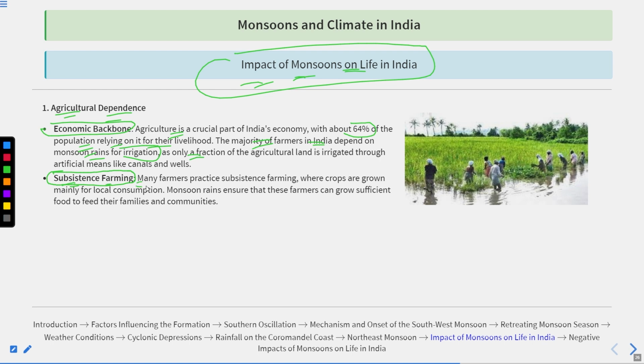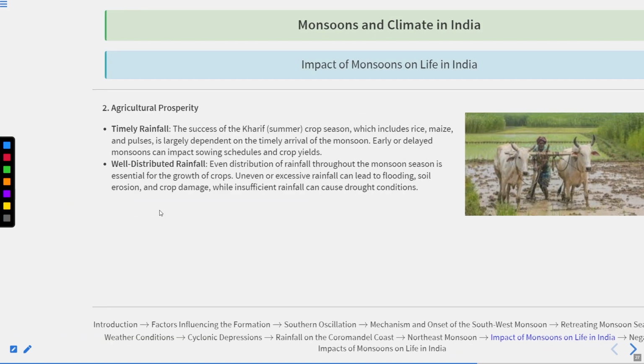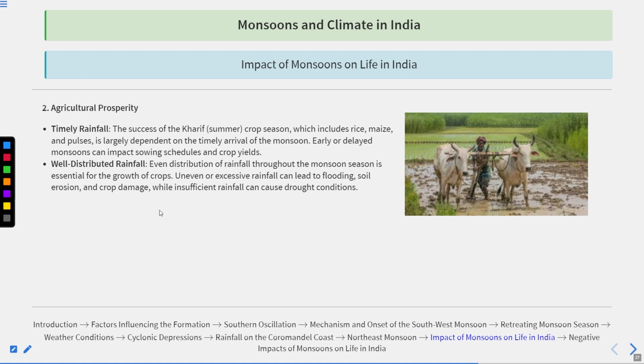Subsistence farming. Many farmers practice subsistence farming, where crops are grown mainly for local consumption. Monsoon rains ensure that these farmers could grow sufficient food to feed their families and communities, because they are not selling the crops for earning money. That's why they do not have the resources to implement artificial means of irrigation.